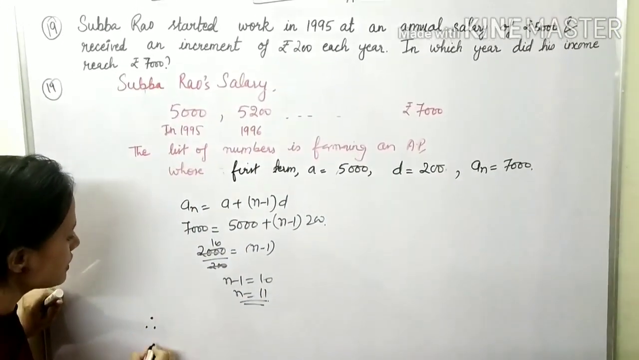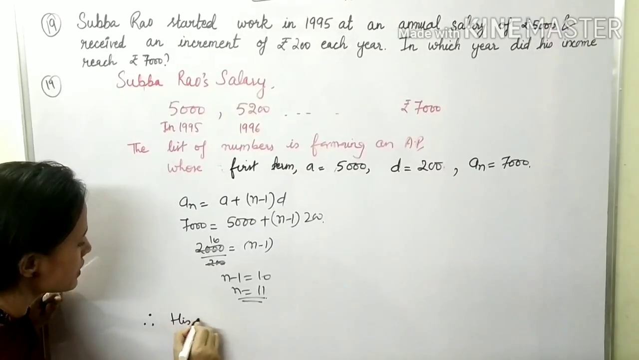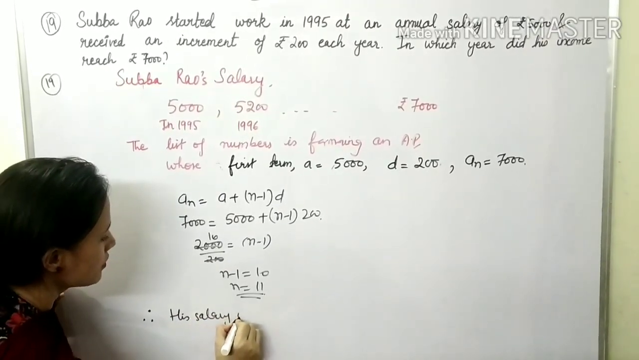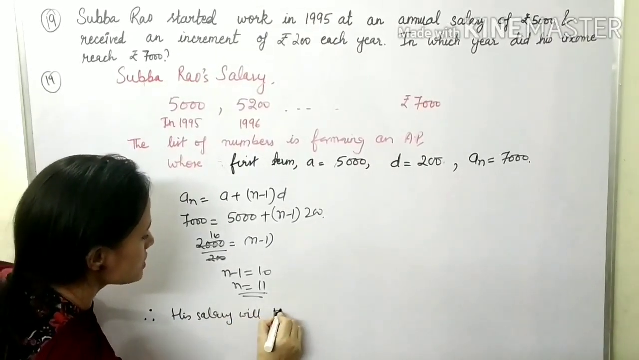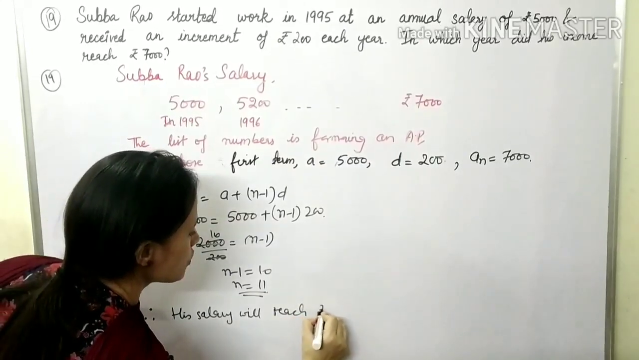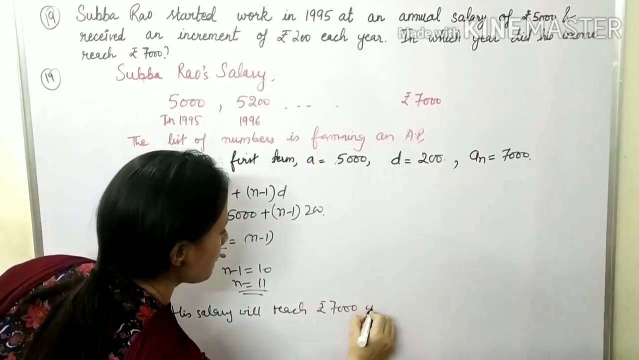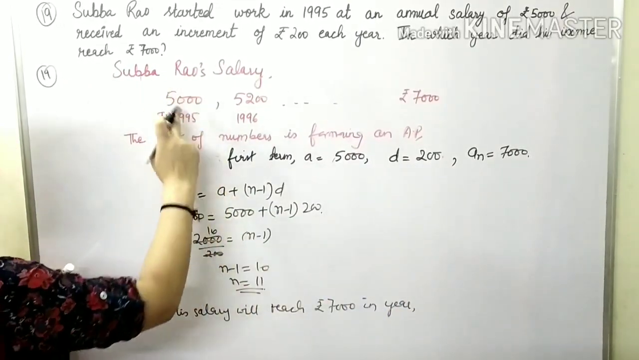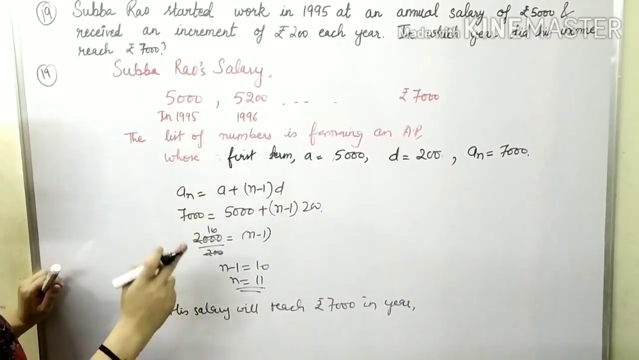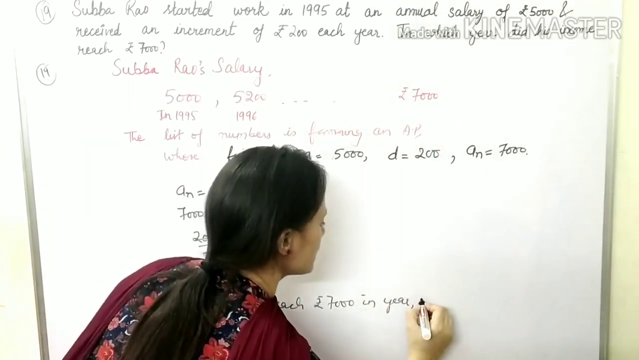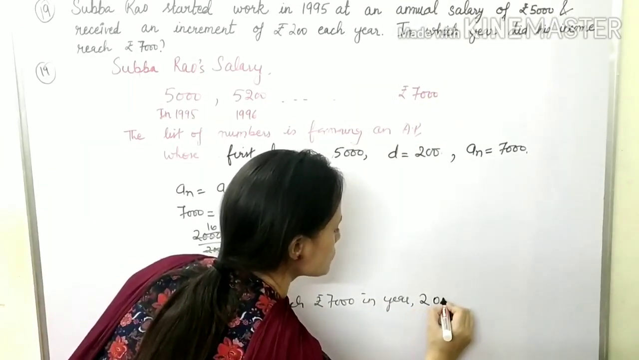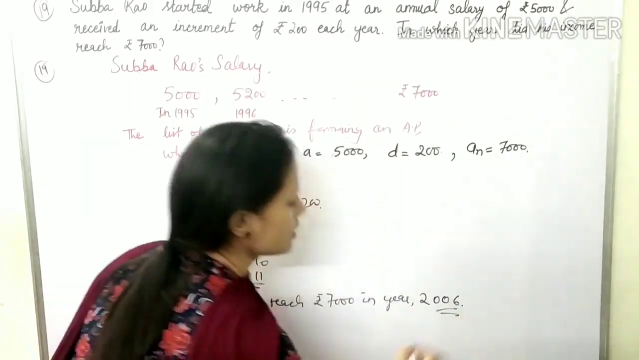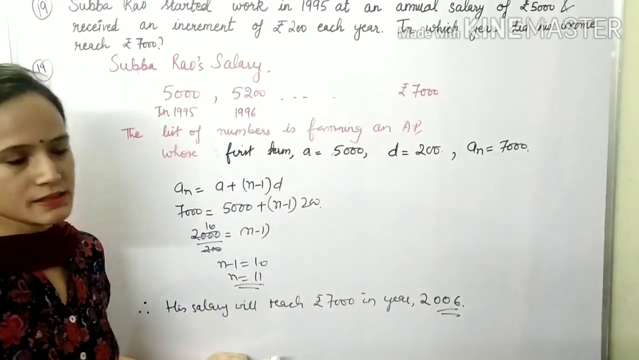So we can write, therefore his salary will reach rupees 7,000 in year. Which year? In 1995 the salary was 5,000. So in year 2006 he will be getting 7,000 rupees as a salary.